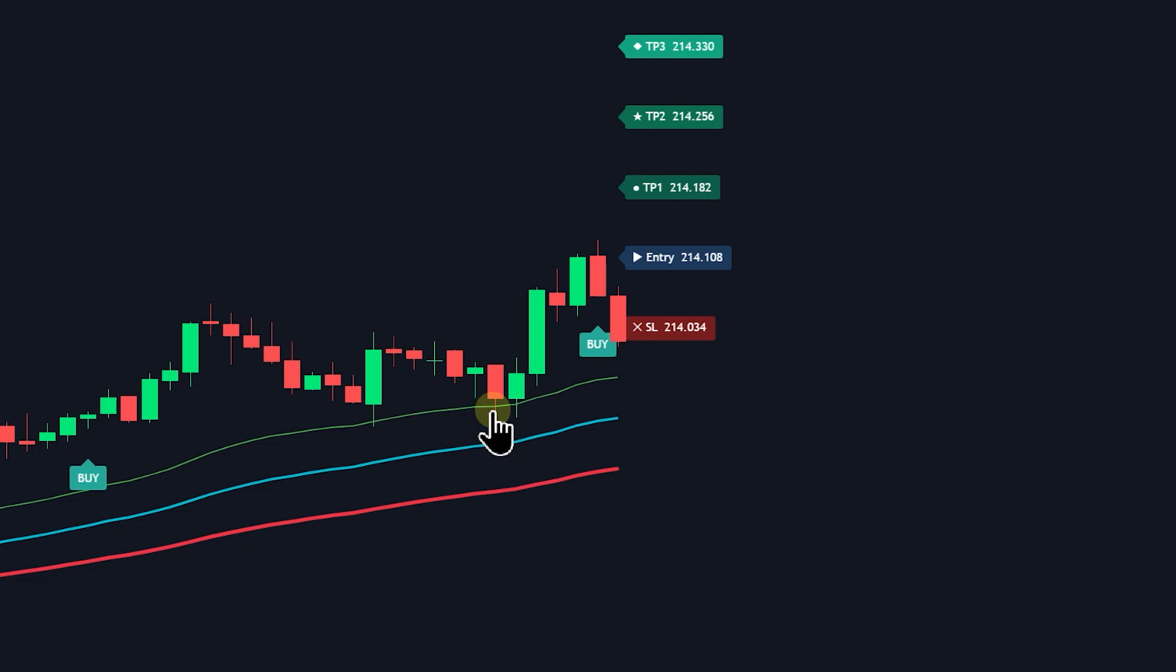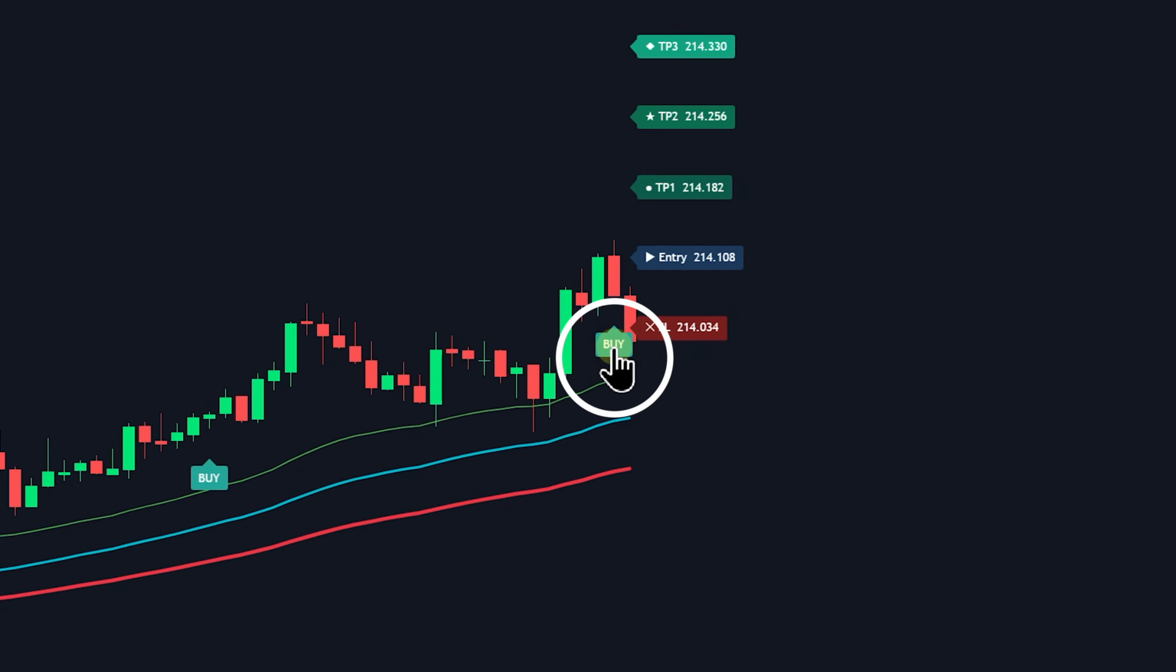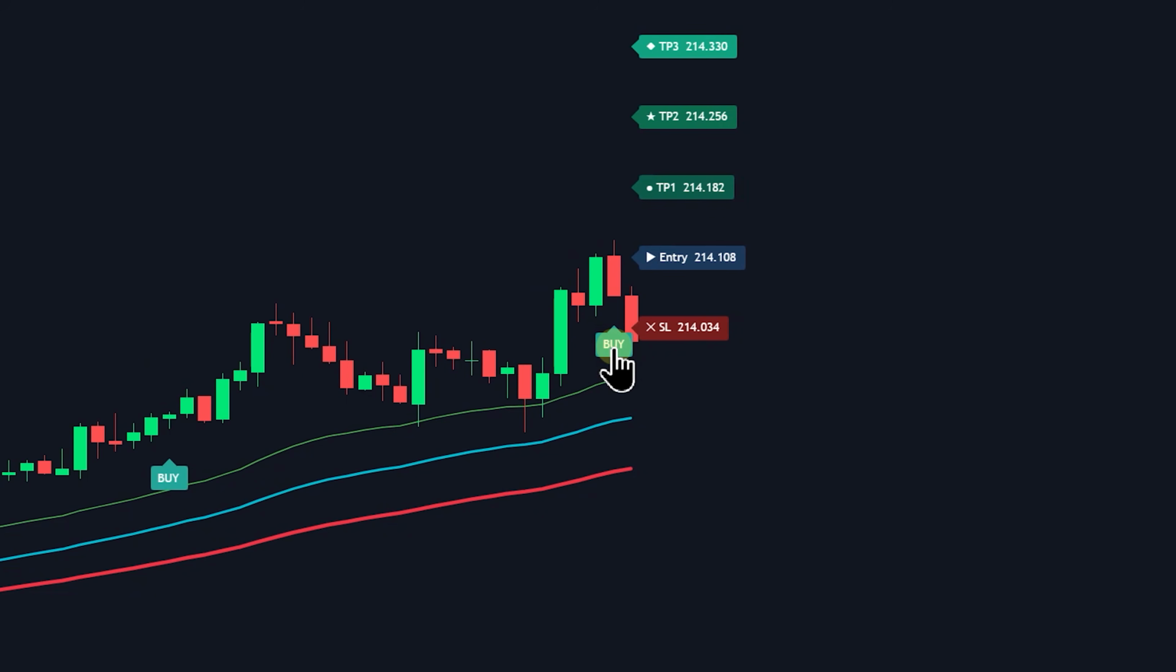In this example, the buy signal appears just 8 candles after the first candle touched the green EMA, so all 3 conditions are satisfied and the setup remains valid. At this point, we're going to take a long position.